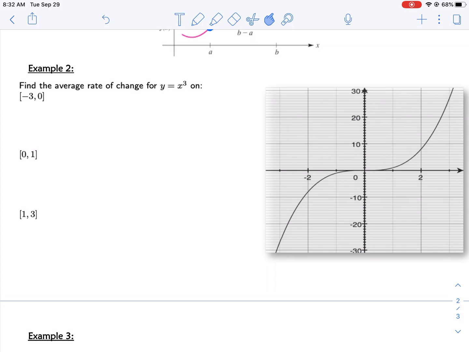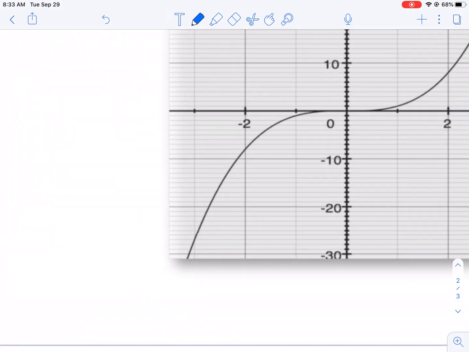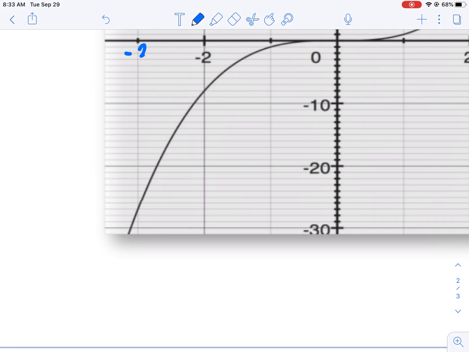So we're going to find the average rate of change, the slope, for y equals x cubed, which is this graph to the right. I want to find from -3 to 0. So I'm finding -3. Gotta zoom in here. So here's -3. I'm going to go all the way to where it crosses to 0. As long as I can find those points, I can find the average rate of change, this line, from the point to the point.